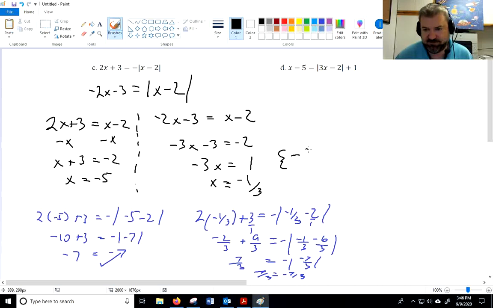So this is a situation where one worked and one did not. So I can only say that negative 5, not negative s. I know my 5s look like s's. Negative 5 is the only solution because it's the only one that worked.